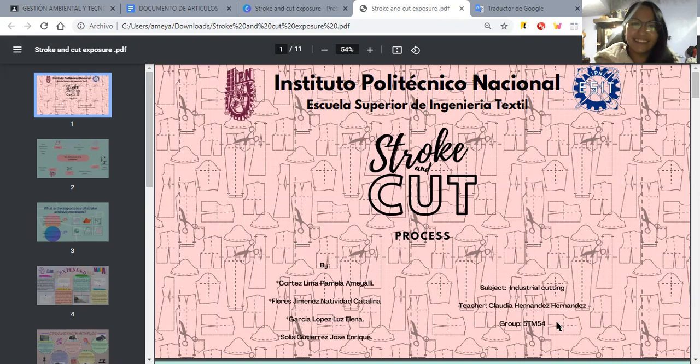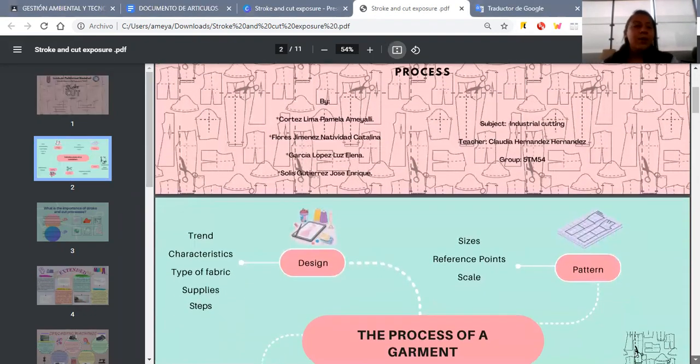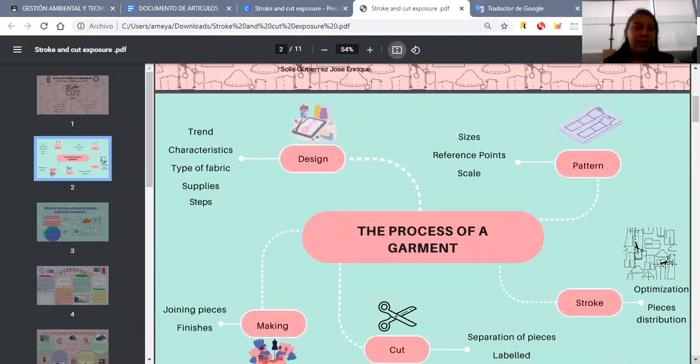Okay, good day to everybody. Today we talk about stroke and cut process in the elaboration of garment. My team is composed of Amelia Cortez, Luz Elena, Jose Enrique, and Natividad. Right, I will start with the exposition mentioning the process to make a garment. When we want to make a garment, we must follow a series of steps.